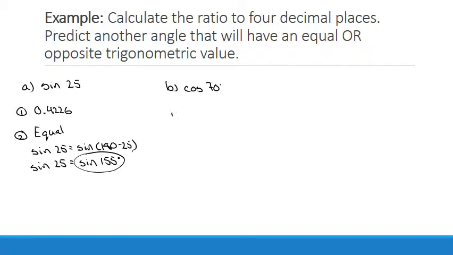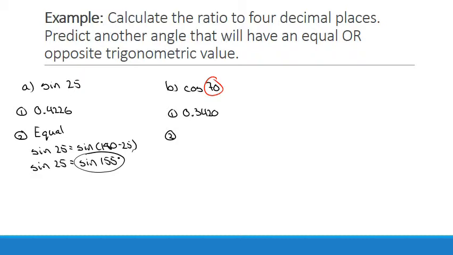For B, we'll say cos 70. Again, first thing we want to do is actually calculate it. So cos 70 is 0.3420. Second thing, with cosine, we know that we can have an opposite value, not an equal value, but an opposite value. This question starts off with an acute angle, and the obtuse angle in the supplementary partnership, these two angles have to add to 180.